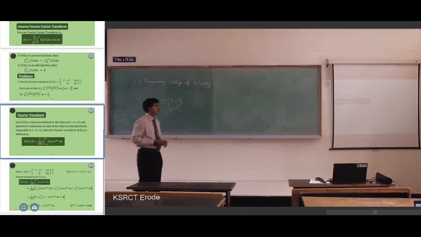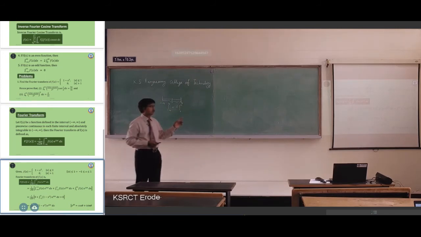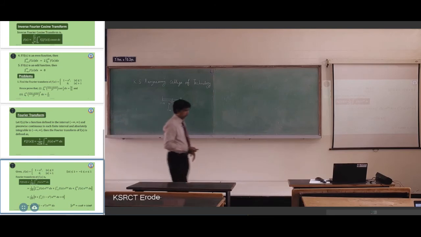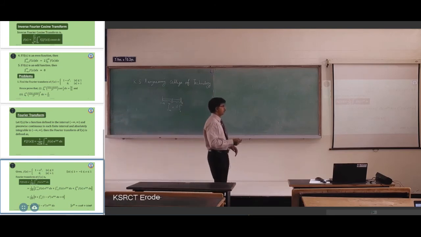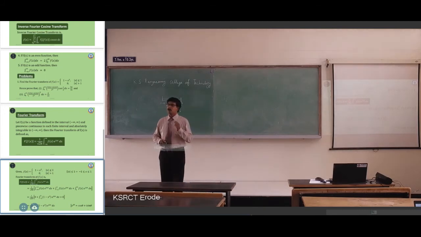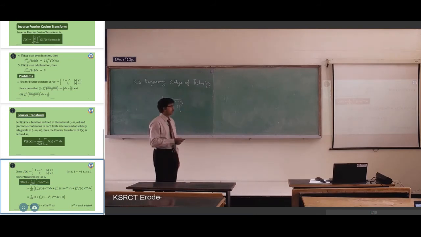So we have considered a function in the form of f of x is equal to 1 minus x square, with the interval modulus of x less than or equal to 1, and the second one 0, modulus of x greater than or equal to 1. Here, modulus of x less than or equal to 1 represents that the x variable lies in between minus 1 and plus 1 only. The format is minus infinity to plus infinity, but we have the result for minus 1 to plus 1 only.